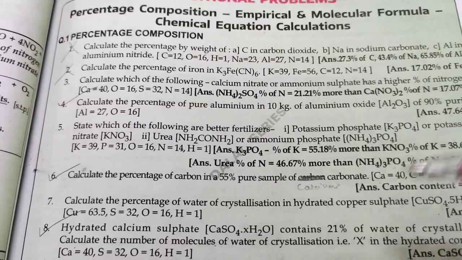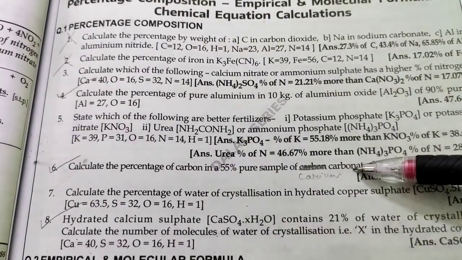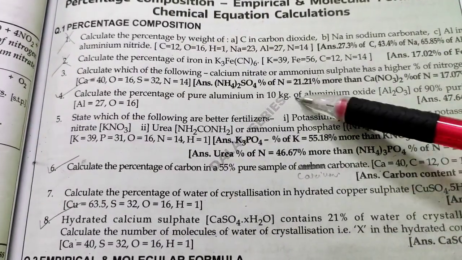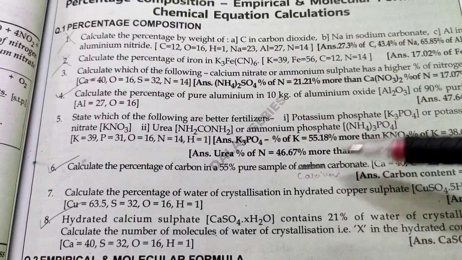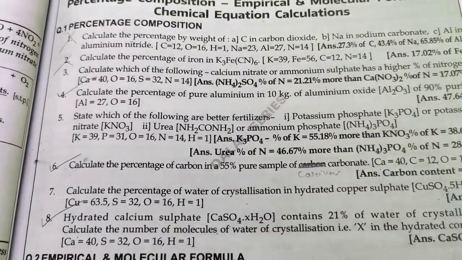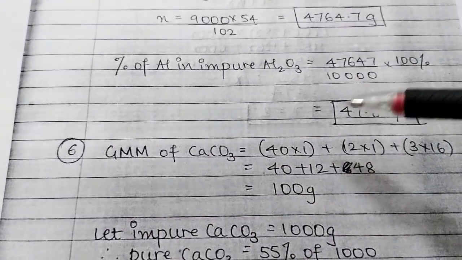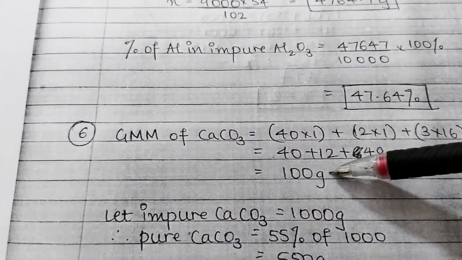Now the sixth sum is also exactly like that. One correction, it's not carbon carbonate, it's calcium carbonate. And here they have not given the mass of 10 kg. So you can take it as 10 kg or even 1 kg. Your choice. So we start off with the GMM of calcium carbonate.